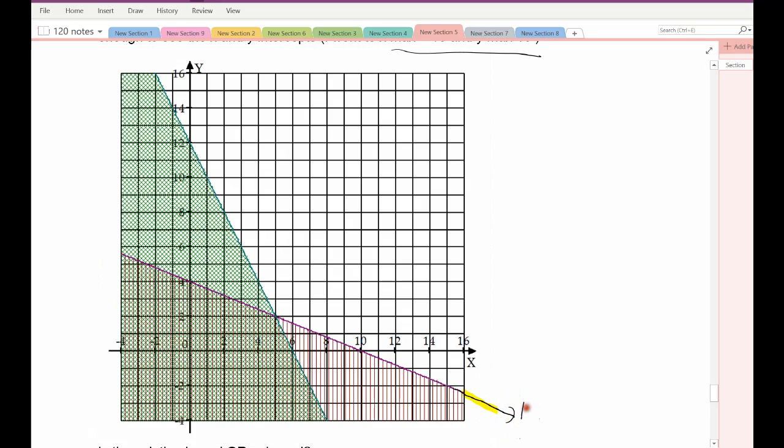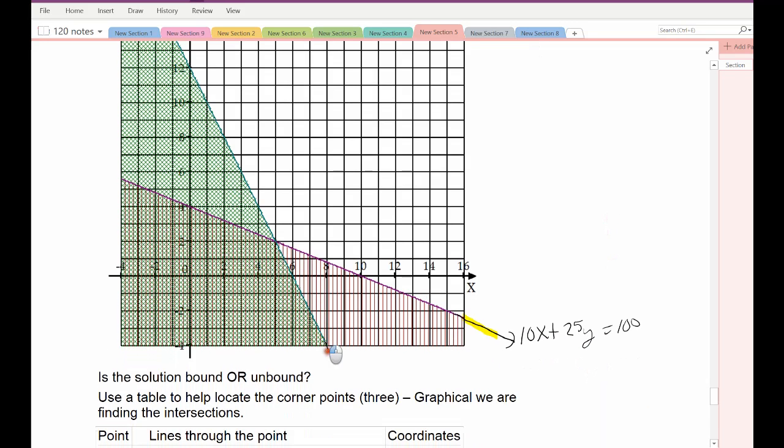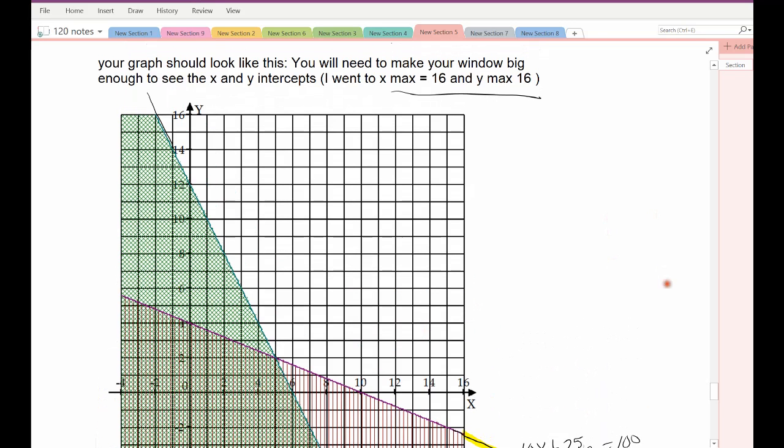And so that was the 10x plus 25y equals 100. That's that edge. And then the green one here was the 10x plus 5y equals 60. And then don't forget, what the calculator doesn't do is the greater than or equal to, x is greater than or equal to 0, and y is greater than or equal to 0. Remember, this means I want both my x values and my y values to be positive.